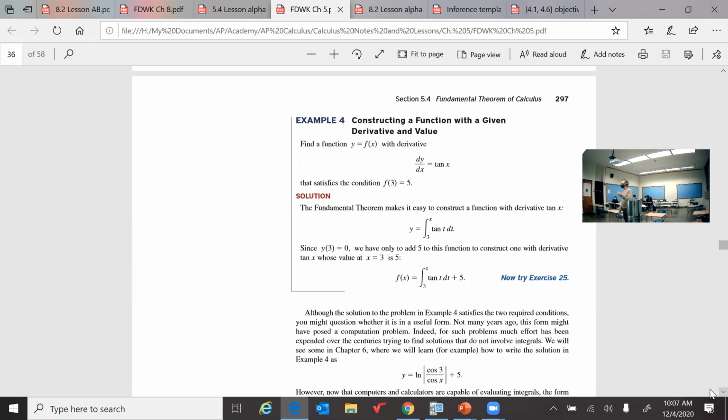Then the value under x is 3, and the value under y is 5. So what you're being asked for is the heading of the second column: find the function whose derivative is tan x, and the parent graph goes through the point. Now, all right, let's think back to the derivatives. The derivative of sine is cosine, the derivative of cosine is negative sine. The derivative of tangent is secant squared.